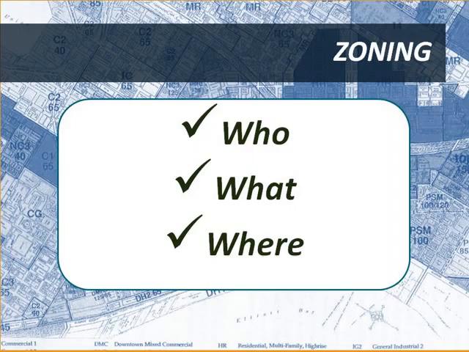To implement those goals, the San Jose City Council then prioritized streamlining farmers market zoning. And it's helpful to think about zoning as telling a story. Like any good story, it needs to convey who, what, and where something is taking place.